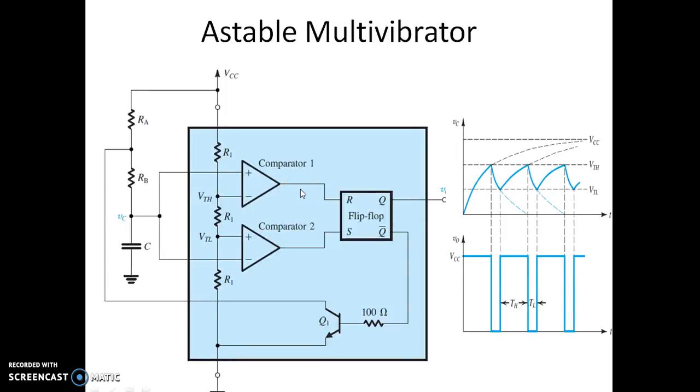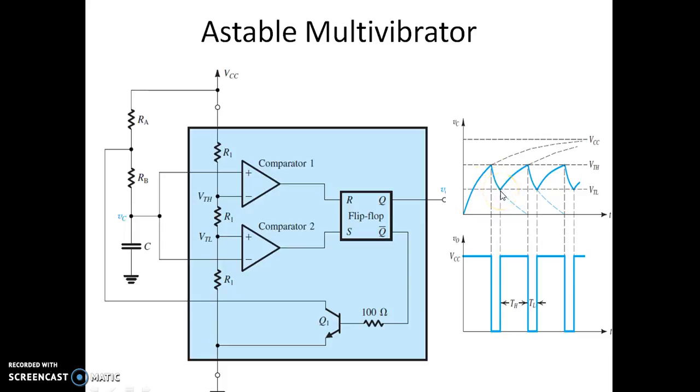So we were discussing the working of the Astable Multivibrator. As the capacitor voltage is less than VTL, the output is VCC. Even when the capacitor voltage is above VTL but less than VTH, the output is still at high voltage. Once the capacitor voltage exceeds VTH, this transistor turns on. So this capacitor starts discharging through RB and the transistor, and that's why you can see the capacitor is discharging. During that time, the output is 0.